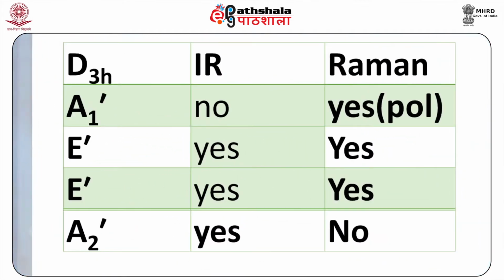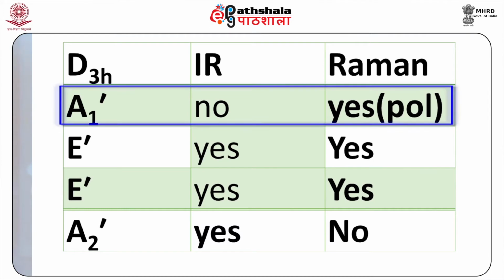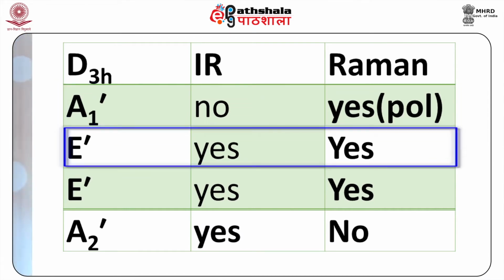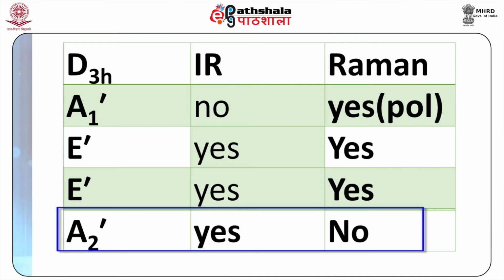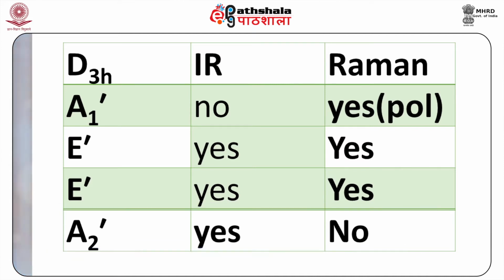In D3h point group molecules, A1 dash, IR no, Raman yes; E dash yes, yes; E dash yes, yes; A2 dash yes, no. That is, 3 IR and 3 Raman bands are obtained for D3h symmetry. Only two bands are common in IR and Raman, and one band is polarized.